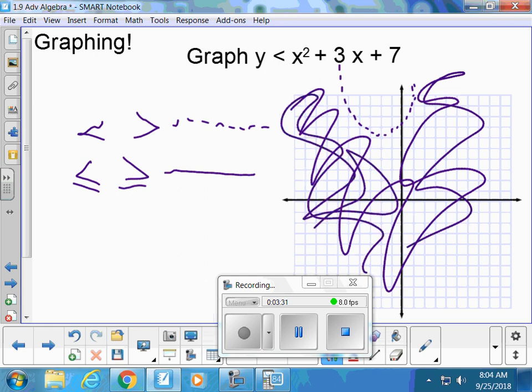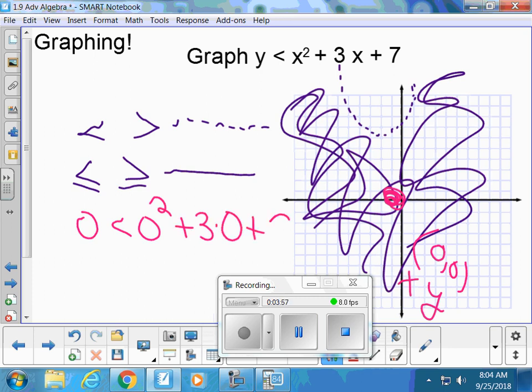Now, a good way to check our work is to do a test point. I always try to test 0, 0. This is the coordinate 0, 0. It has an x coordinate of 0 and a y coordinate of 0. Since it's living in this shaded solution region, it better make this inequality true. So let's try it. If I put a 0 in for y, and I put a 0 in for x, would this make a true statement? Well, because that is 0, this side would be equal to 7. Is 0 less than 7? Yeah. So 0, 0 should be living in that solution region.